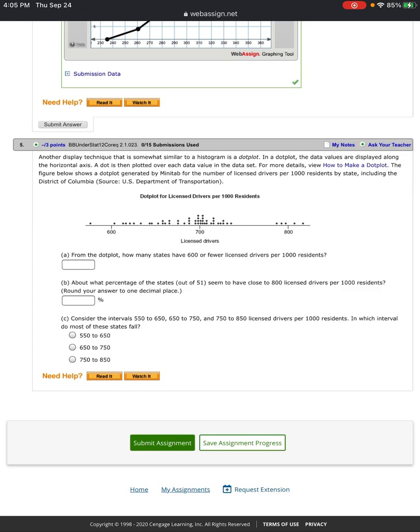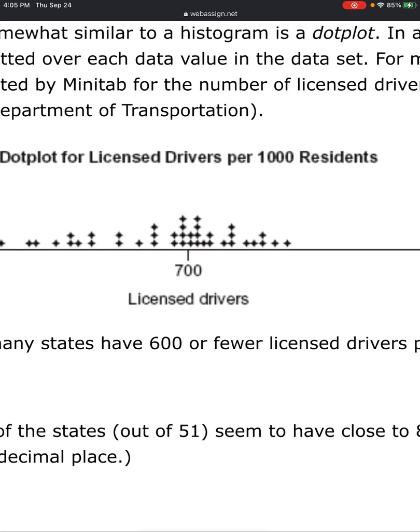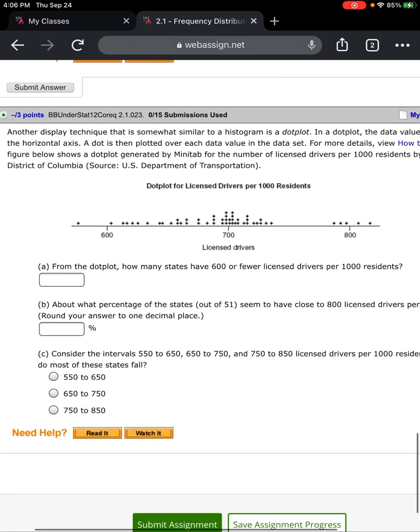Number 5, another display technique that's somewhat similar to a histogram is a dot plot. In a dot plot, the data values are displayed along the horizontal axis. A dot is then plotted over each data value in the data set. Basically, every time there's a count, like the 700 in this, for each little point, like a 699, if there's 4 of them, you would get 4 dots above a 699. It's just a kind of a tally mark for each score.